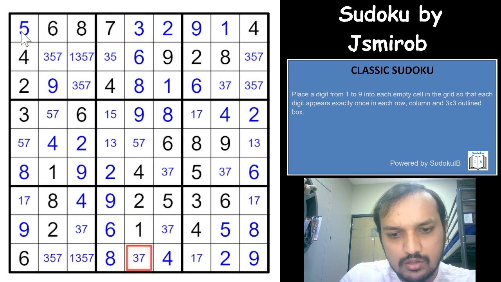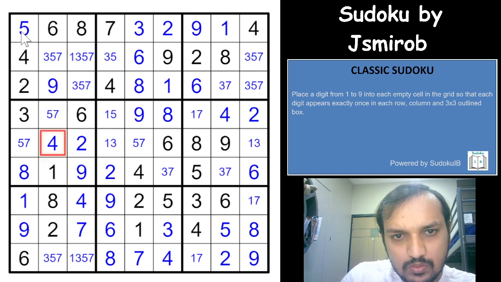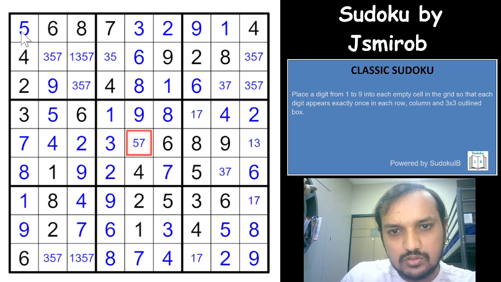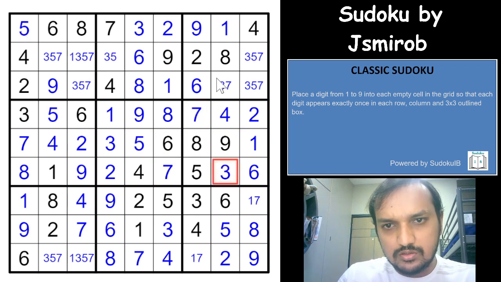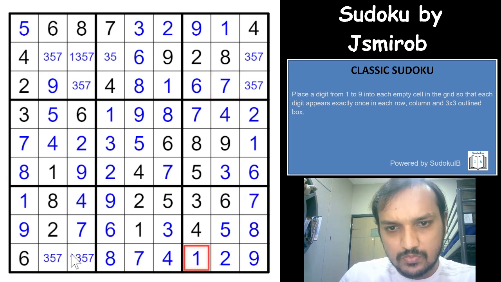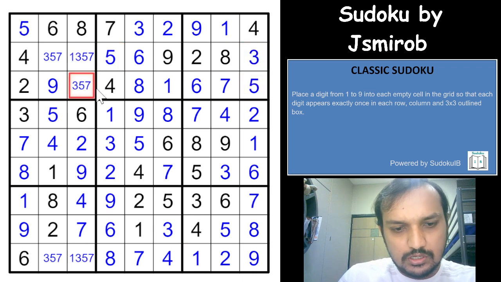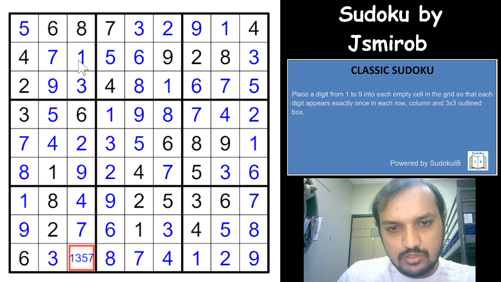3, 7 and a 3 here. 7, 1, 7, 5, 1, 3, 7 and a 5, 1, 7 and a 3 here. 7, 7 and a 1, 5, 3 and a 5, that gives you 3, 1 and a 7 and a 3 and a 5.